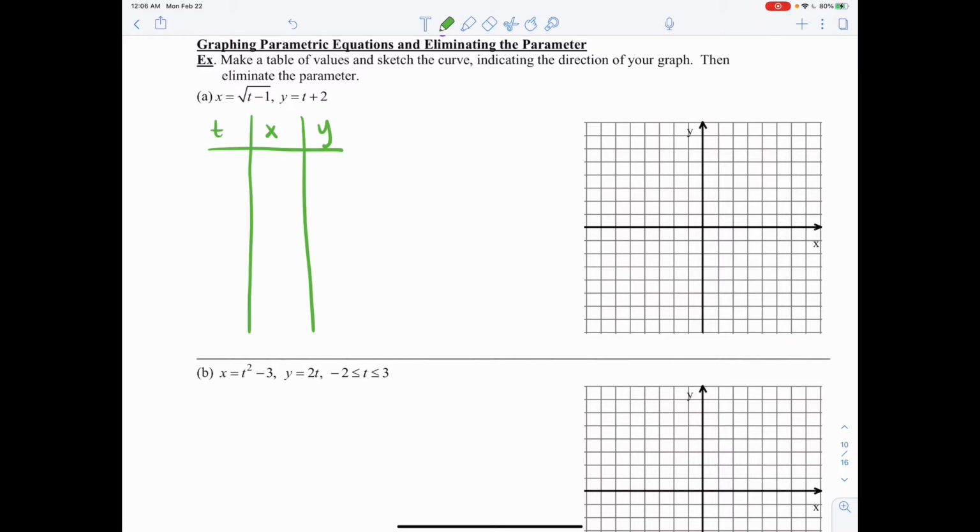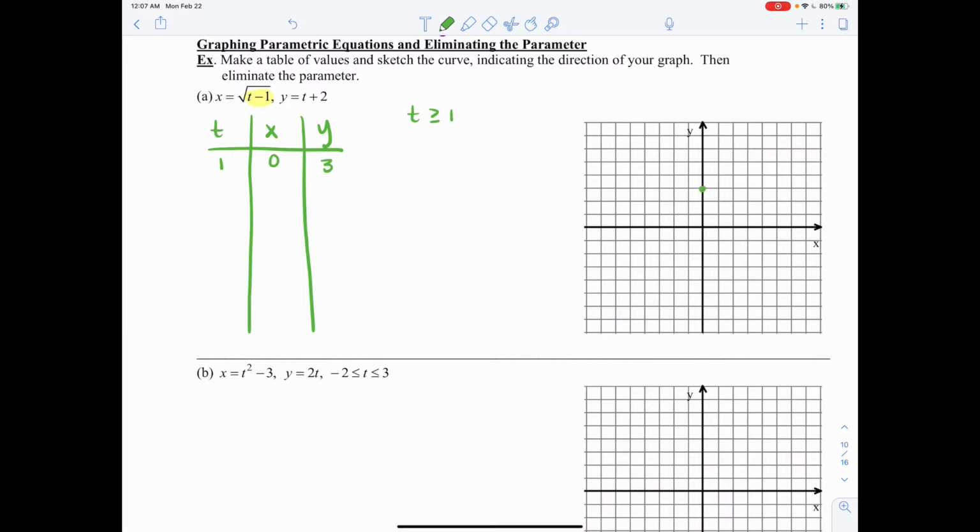Now, because I have a square root function, t is going to be restricted. T is going to have to be greater than or equal to 1, a restricted domain. So we're going to start at t equals 1. If I plug 1 into my x function, I get 0. If I plug into my y function, I get 3. So my first point is going to be the point (0, 3).